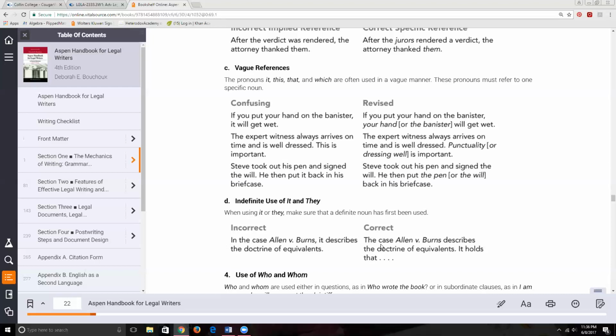So this is the way you can correct that. The case Allen v. Burns describes the doctrine of equivalence. It holds that. Okay, and you can see how the it is fine here because we have this antecedent.